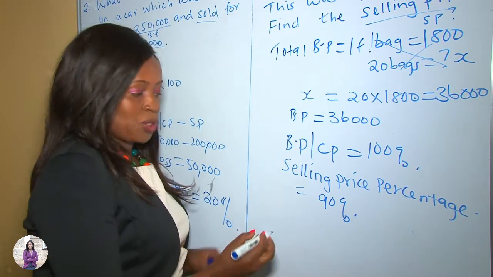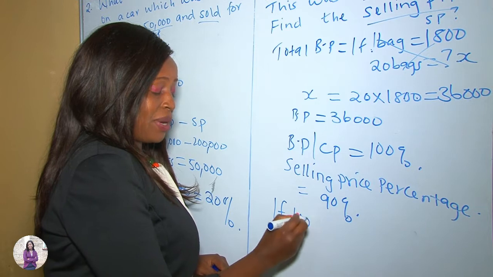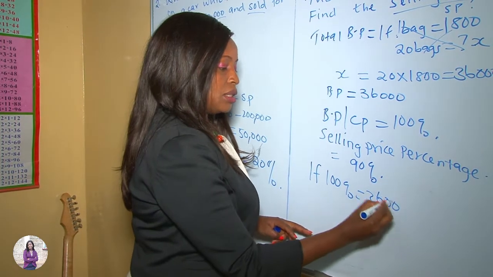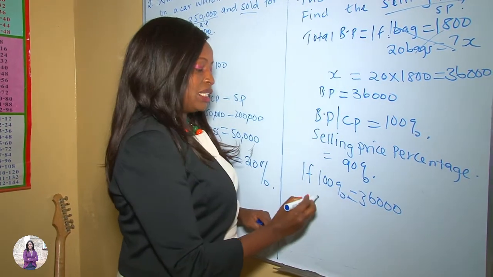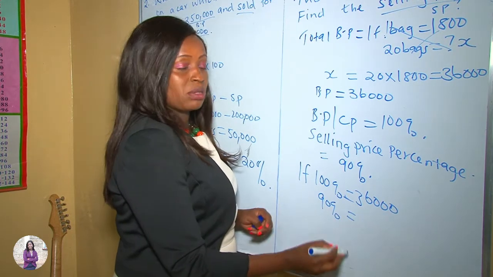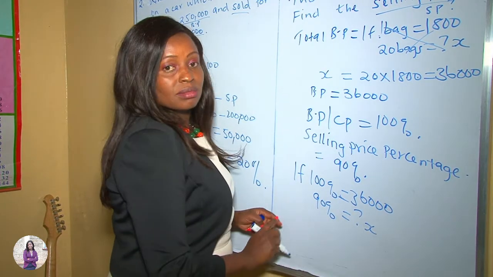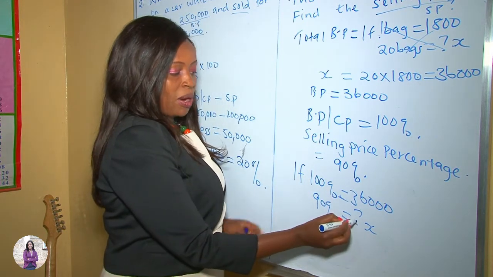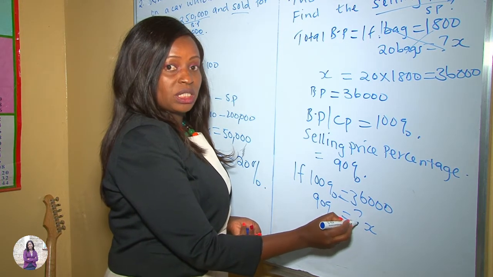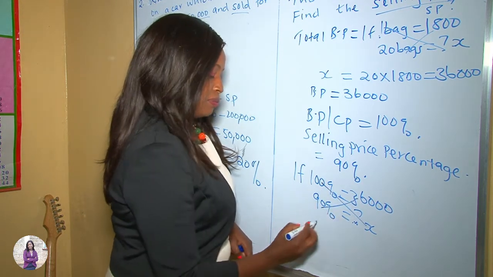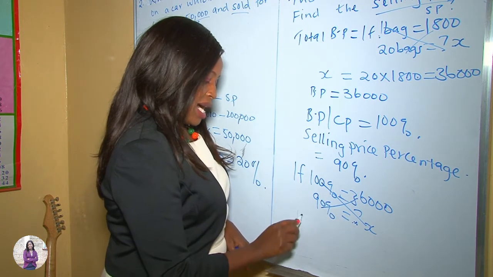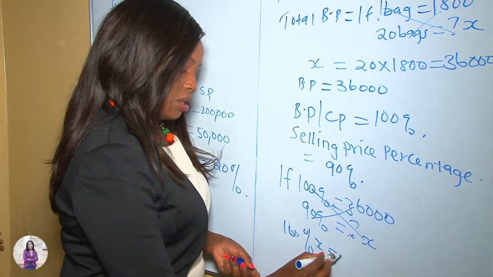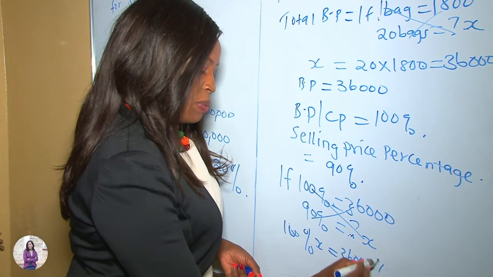After getting this now, we are able to come up with our answer by relating percentages. So we use the word if. So if our 100%, which is the buying price, is equal to this buying price of that 36,000, what about 90%, which is the selling price, will be equivalent to which quantity? Remember, these are percentages and these are quantities. So we have our question mark here where we are looking for this quantity. So we cross multiply. It becomes our 100% x is equal to that 36,000 multiplied by 90.